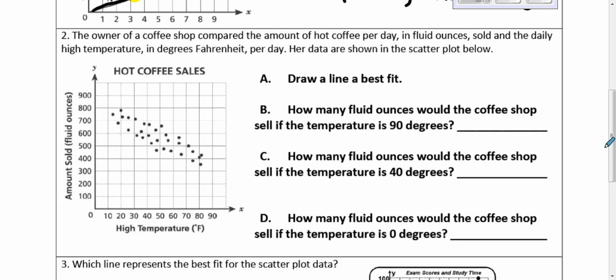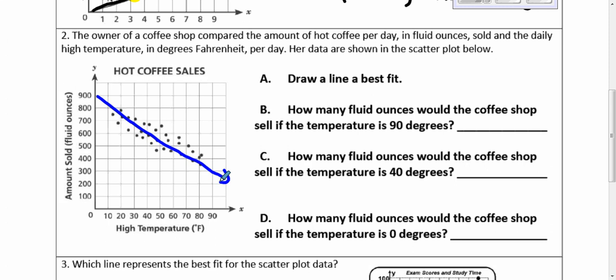When you draw a line of best fit, you have to draw a line through the middle of all the points. So I'm going to start right here, and I'm going to draw a line directly in the middle of all of the points, just like that. Should be a straight line directly in the middle of all the points.